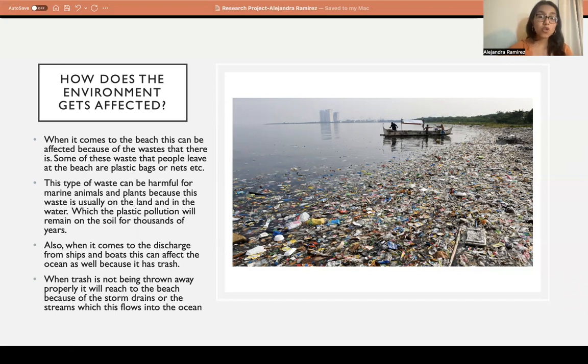Also, the discharge from ships and boats can affect the ocean as well because it has trash. When trash is not being thrown away properly, it will reach the beach because of the storm drains or the streams, which flow into the ocean.